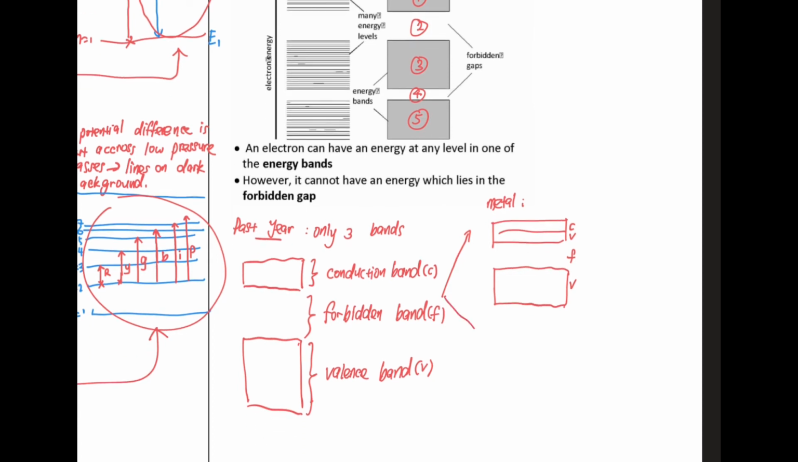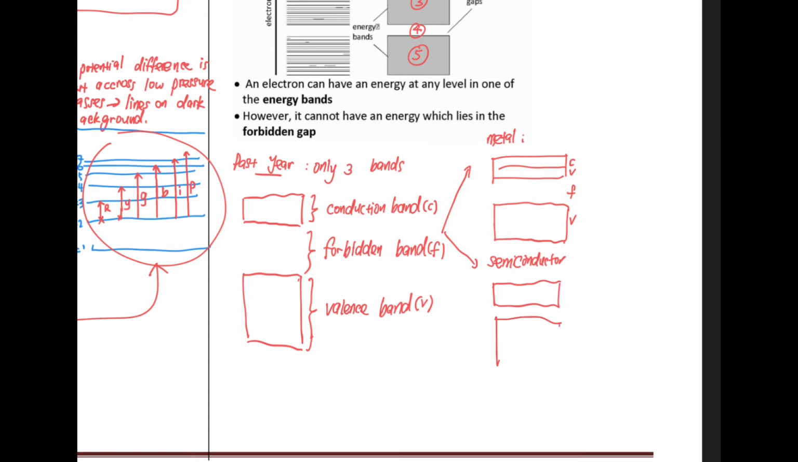Now let's see the second one, semiconductor. So first of all, we have to know semiconductor, their conductivity is poor compared to metal. So it looks like this. Valence, forbidden band, and conduction band. Okay, so semiconductor, we need to know one thing for temporarily. After that, there we have more information coming in.